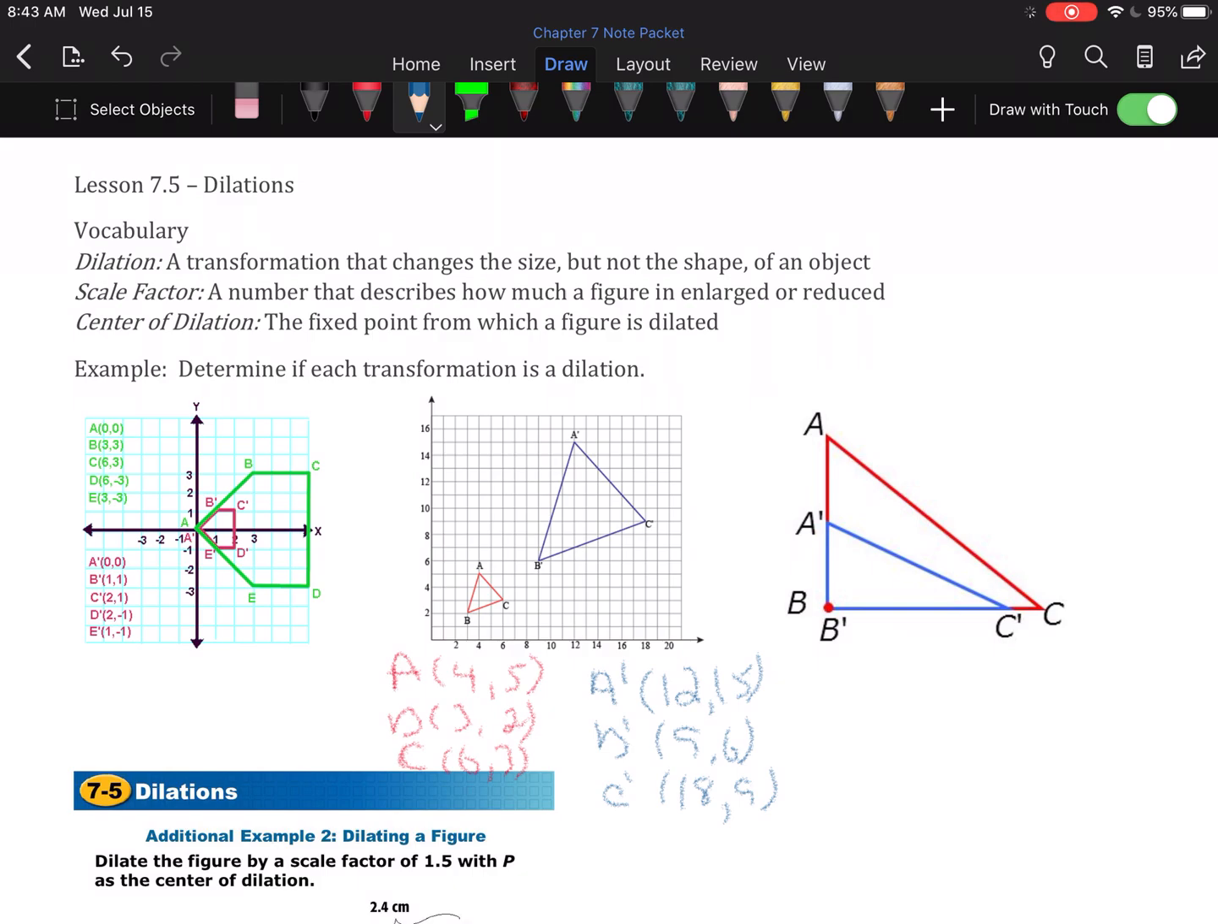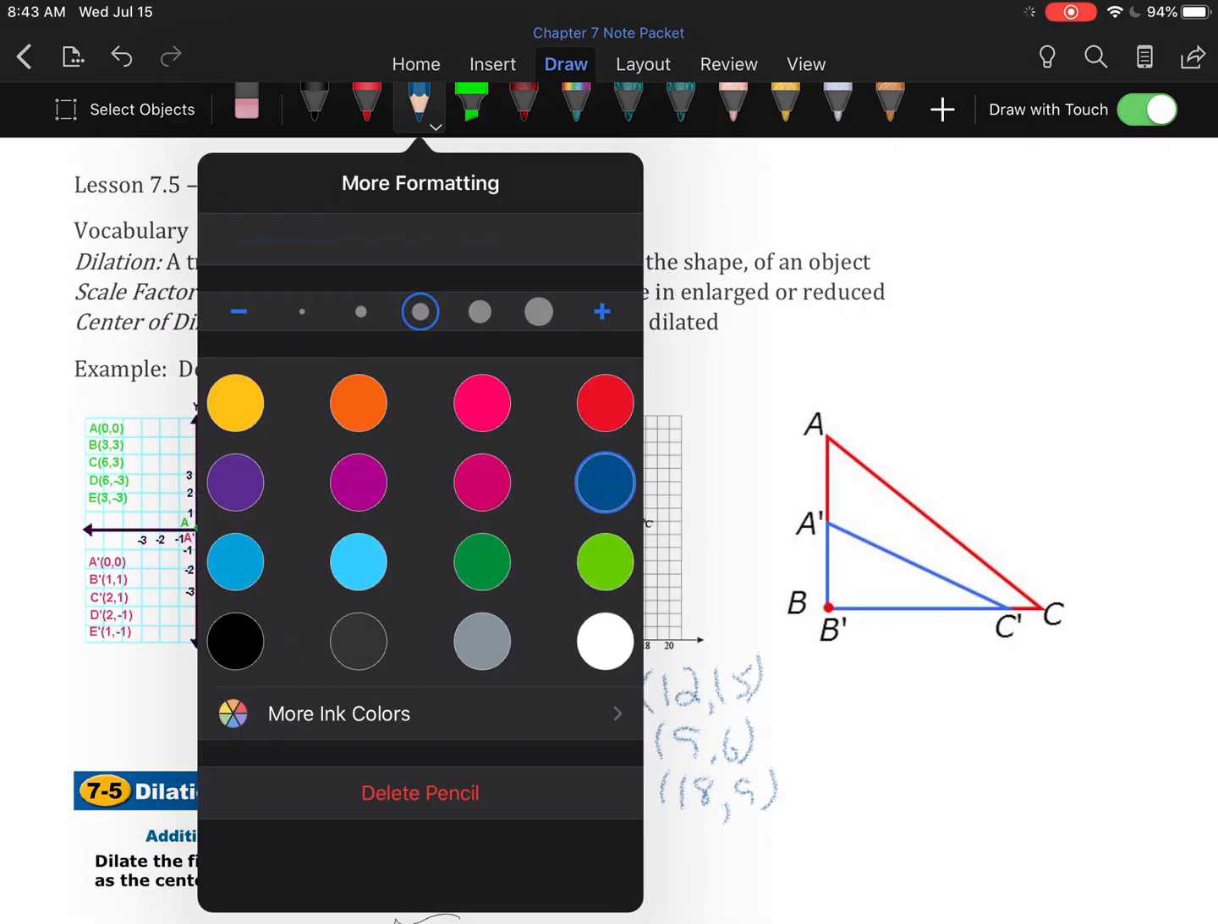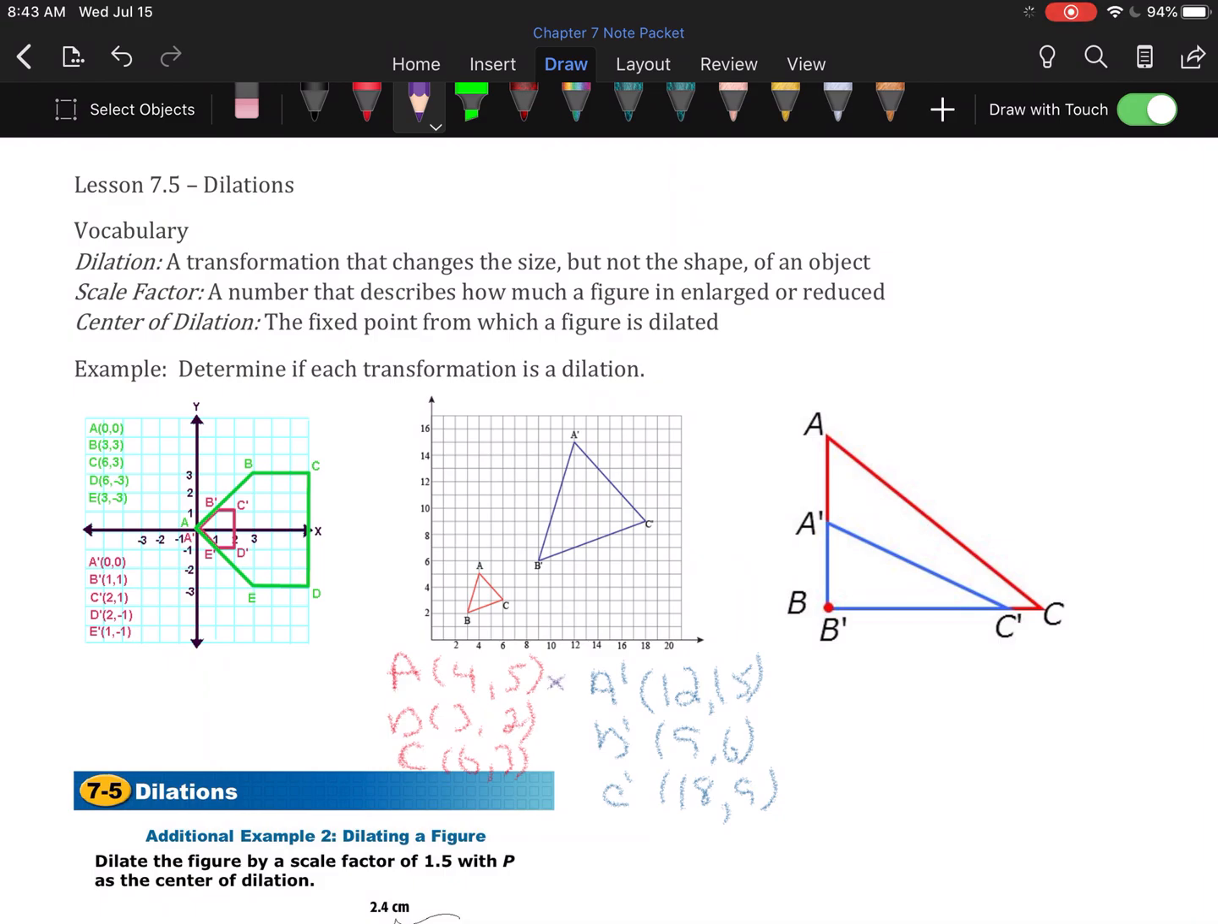Instead of there being one ordered pair shared and the rest changing in a certain way, here all of the ordered pairs will change. In order to be a dilation, they need to all change in the same kind of way. So the question is, is this a constant multiplier? So 4 turns into 12 by multiplying by 3. 5 turns into 15 by multiplying by 3. So A to A prime is times 3. B to B prime, 3 times 3 is 9. 2 times 3 is 6. So B to B prime is times 3.